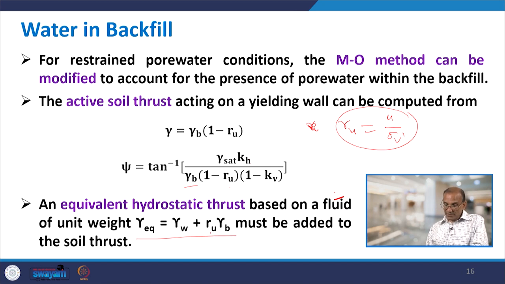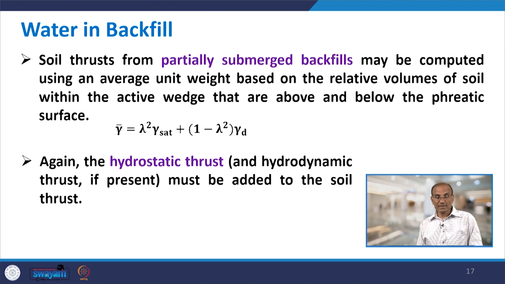And if ru equals 0, then this will be gamma w only, but if ru equals 1, then you will have gamma w plus gamma b, where ru equal to 1 means full liquefaction is there, that should be added.